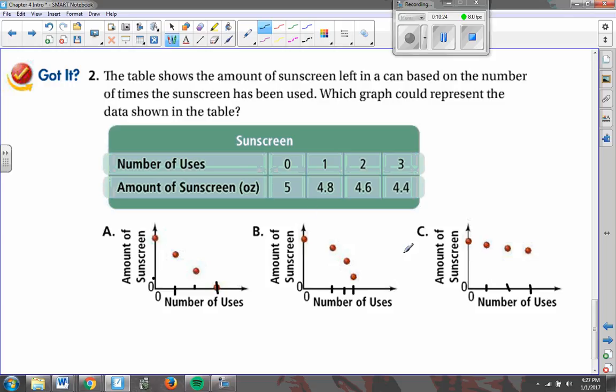Okay, so pick A, B, or C to go with this table, and then make sure that you could understand or explain why, and not just take a random guess. Take a couple seconds to look at that, then come on back and I'll show you what we should have.